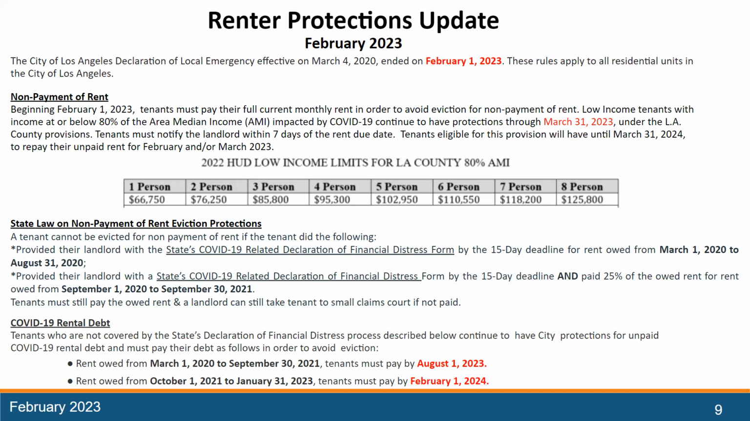So how do you determine if a household is low income to qualify for this additional protection? And that's by looking at the screen. There's a chart here for the 2022 HUD low income limits. Depending on the number of people in your household, we'll look at the total income in the chart, and if you fall below that, then you would be considered low income. So for illustration, a 3-person household, any income below 85,800 would qualify as 80% AMI.